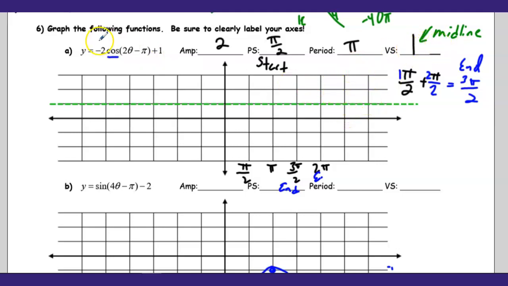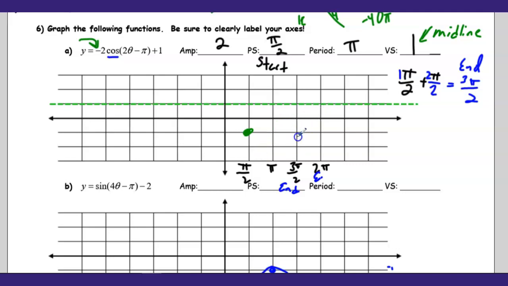Now, remember cosine. Two things I want you to remember: it starts right here and ends right here. But cosine doesn't work that way. Cosine doesn't have a lot of points on the midline. What we have is the amplitude is 2, but I have this negative. So what I'm going to do at this point is go down 2 from the midline.